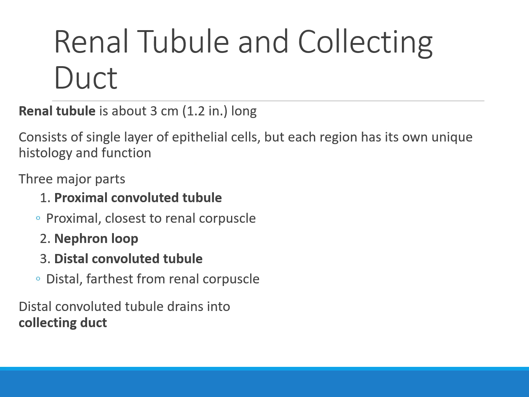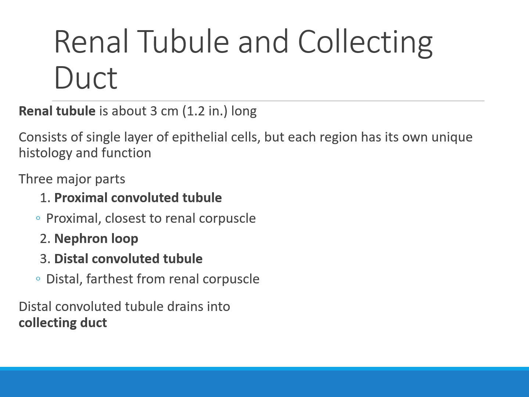The renal tubule or nephron is about 1.5 inches long. It consists of a single layer of epithelial cells, but each region, as I just mentioned, has its own unique histology and function. So there's 3 major parts to it. You follow the tube from the renal corpuscle, which is the Bowman's capsule with glomerulus inside of it, which represents the interface between the circulatory system and the urinary system.